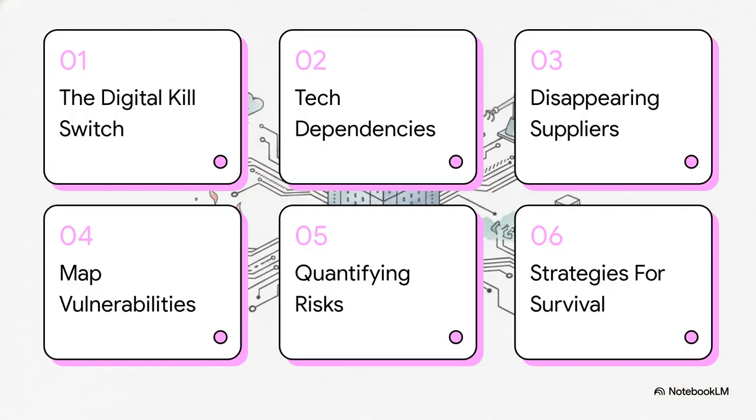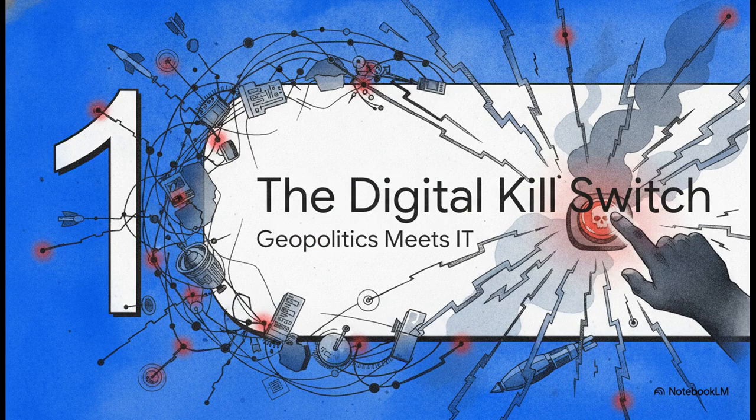So here is our roadmap. We'll start with the digital kill switch, map out the anatomy of your tech dependencies, and look at the cascade of failure when suppliers disappear. Then we'll map your vulnerabilities, quantify the risks, and wrap up with actual strategies for survival. Let's get right into it with Section 1, the digital kill switch, geopolitics meets IT.